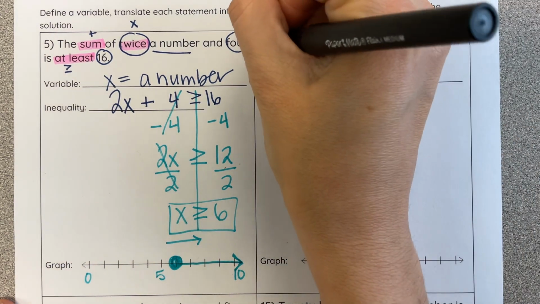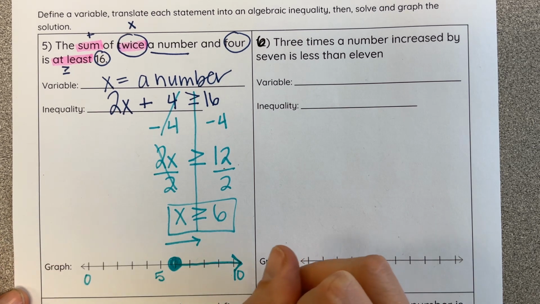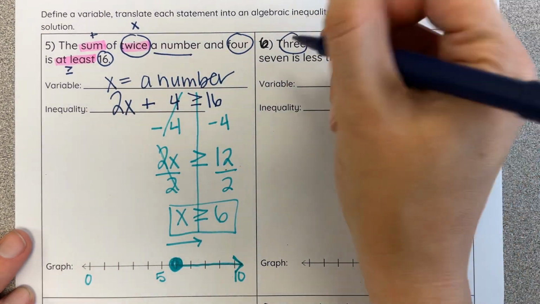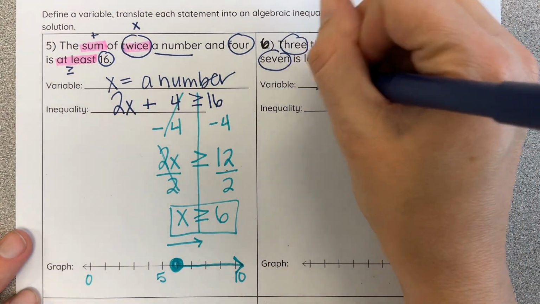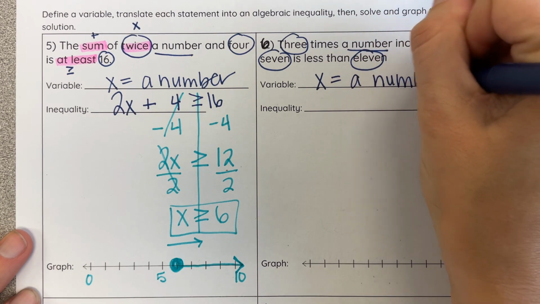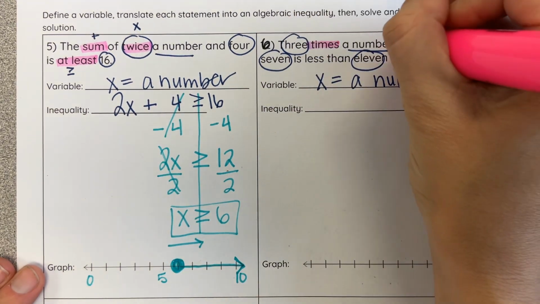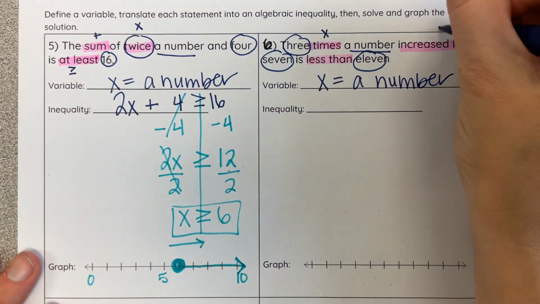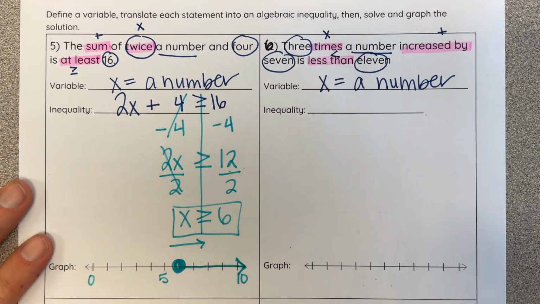3 times a number increased by 7 is less than 11. So I'm going to circle the numbers in here. We have 3, we have 7, we have 11. Our unknown again is a number, so x equals a number. And highlighting some key information in here, we have times, we have increased by, we have less than. So times is telling us multiplication, increased by is telling us addition, less than is telling us our inequality symbol. So less than 11, my answer or my problem is going to be less than 11.